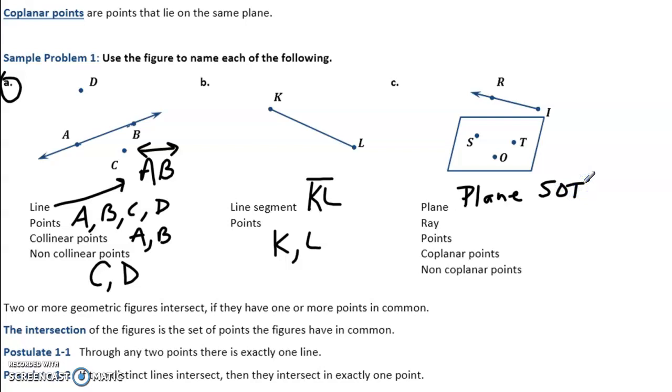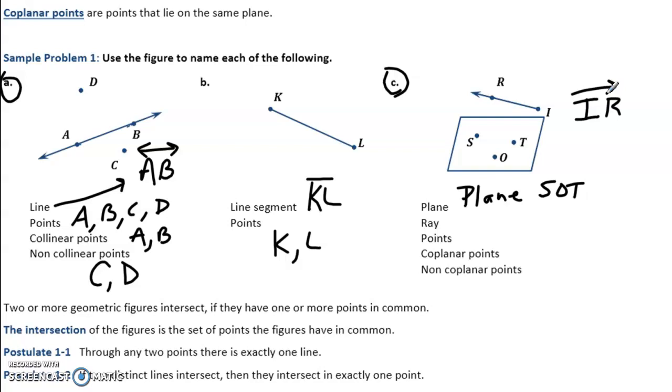Now, we have one ray identified on this figure in C. Challenge, what's that ray? IR. And I'm going to write it up here because I write bigger than what I have space. So we would write it like that. I is our initial point, or the beginning point of that ray, and it goes through R forever, so that's how we would name that.